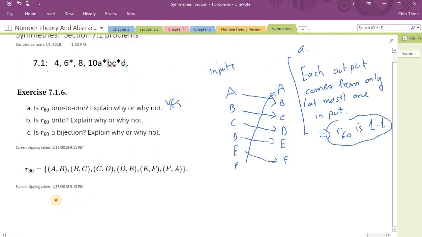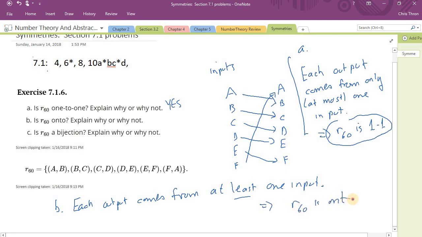In part B, you can say each output comes from at least one input. If I take any output at all, there's at least one arrow that goes into there. So that means that R60 is onto.